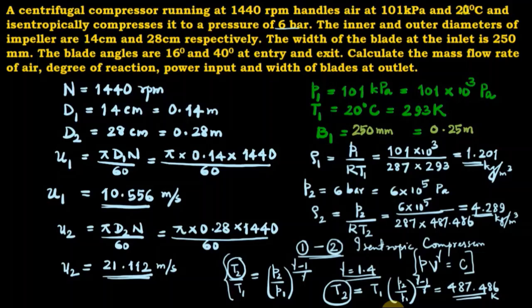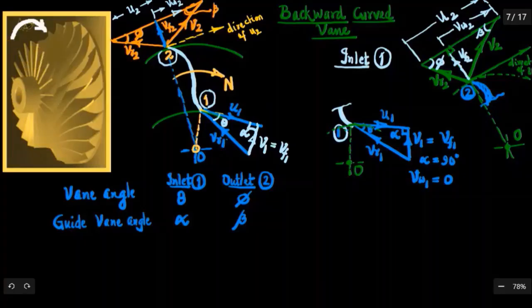And now we have to consider the velocity triangle for backward curved vanes. So this impeller is rotating in this direction indicated, that is in the clockwise direction. I have taken one of the vanes and drawn it here. This vane is approximately like this. You should not be confused, because this is the shape we have for the backward curved vane.